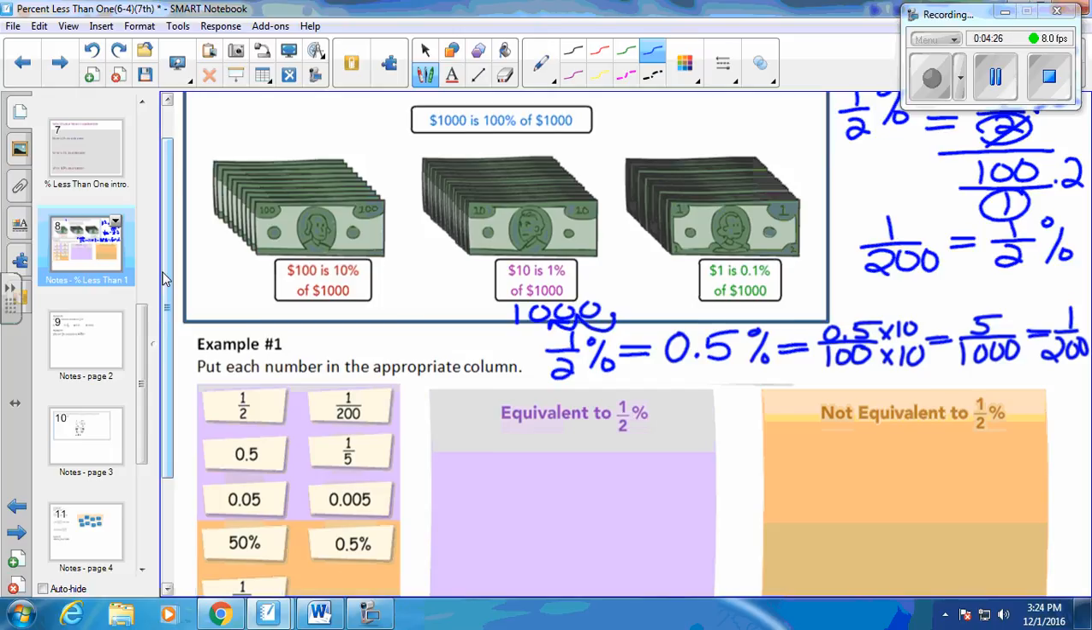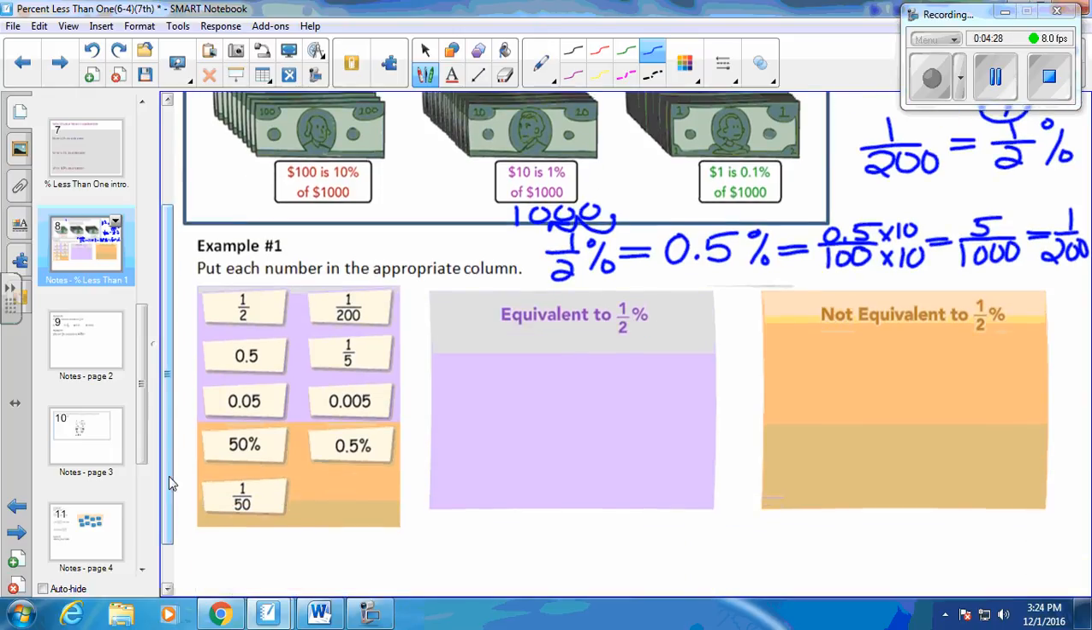Looking through, 1/2% is not equivalent to half of something. 1/2% of $1,000 would be much different than half of $1,000. Half of $1,000 is 500. 1/2 of a percent would be a very small amount. So 1/2 is definitely not equivalent to 1/2%. 5/10 is another way to write 1/2. That is not equivalent to 1/2%.